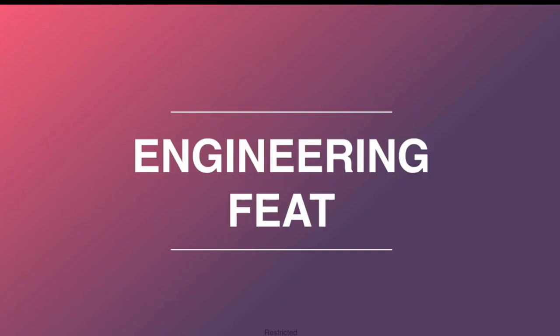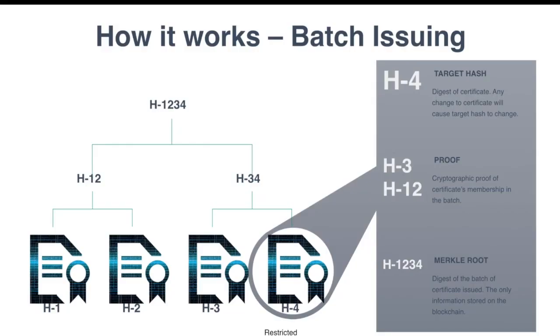Now, let's take a look at some of our engineering feats that allow us to store large amounts of certs on the blockchain. The first idea is batch issuing. Batch issuing allows us to prove the issuance of a large number of certificates in a single batch. We first hash every single certificate, forming the target hash. From there, we build a Merkle tree using this hash.